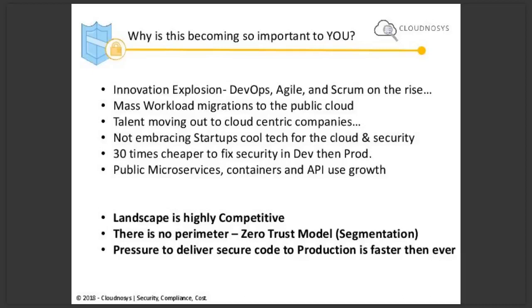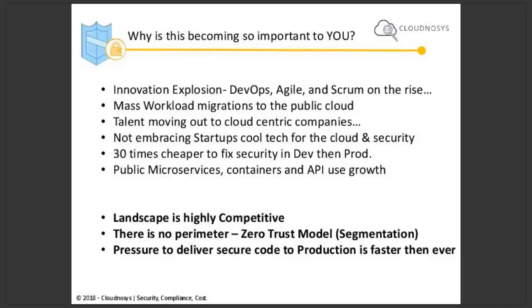And of course, it is a lot cheaper, 10, 30 times cheaper to fix things early on in the development flow for security than reaching production and doing pen testing and finding out that you have all these security holes. So that's important. Public microservices, containers, and API growth. That's definitely on a major rise, and that requires yet another set of security layering that needs to take place in your DevSecOps flows, and we're going to talk about that graphically with some charts. And then the landscape is becoming pretty competitive because we're a global economy, so we're getting competition from everywhere, and we need to keep up.